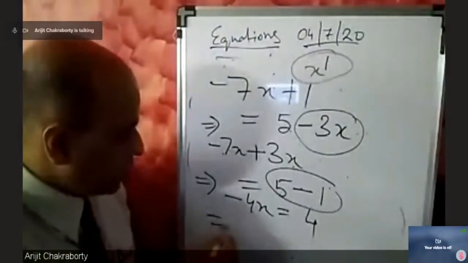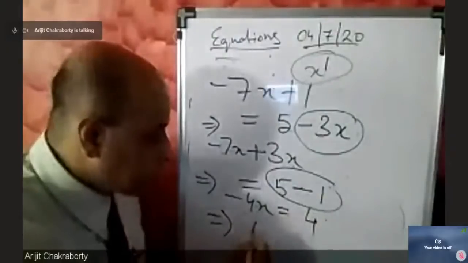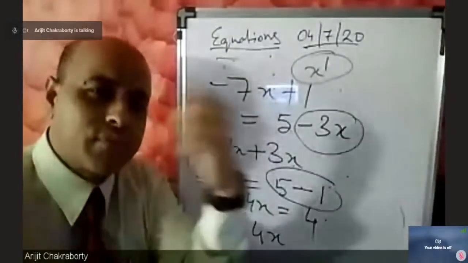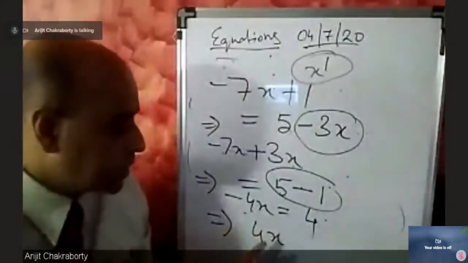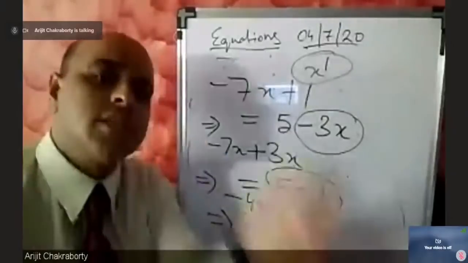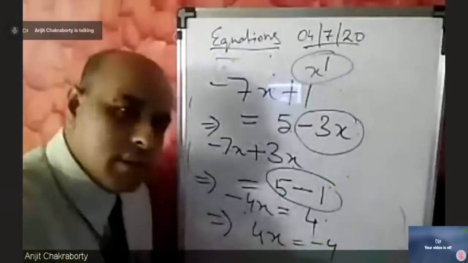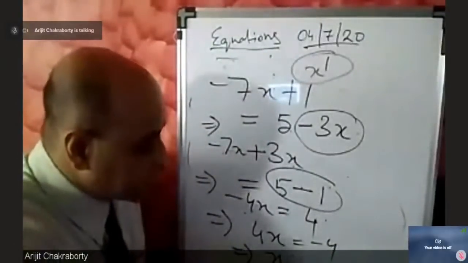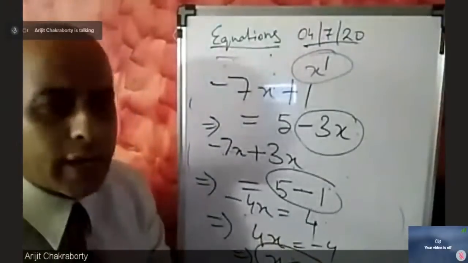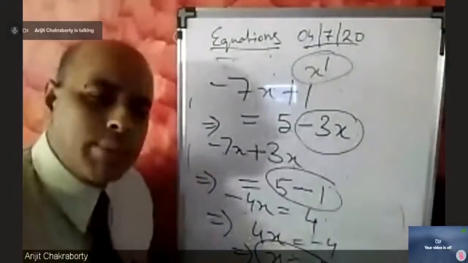So minus 4x is 4. So I can write 4x. I'm changing the sign now, from minus to plus. I'm writing minus 4x is 4. So 4x is equal to minus 4. The sign changes. Therefore, x is equal to minus 1. X equals minus 1. So dear friends, what have we done in this simple type of equation?